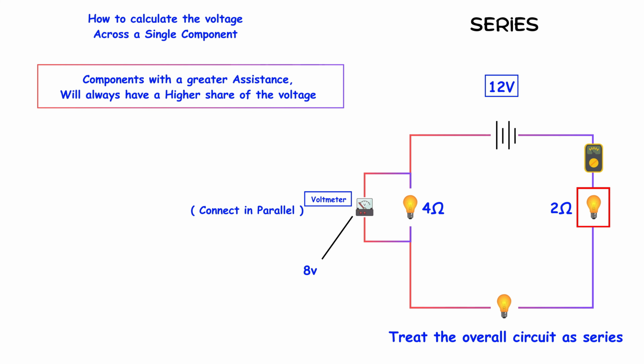Finally, always remember that due to Ohm's law, components with higher resistance will always get a bigger share of the voltage. That's because more force is needed to push the current through the parts with greater resistance. This is why our 4 ohm resistor had 8 volts, while the 2 ohm one only had 4.